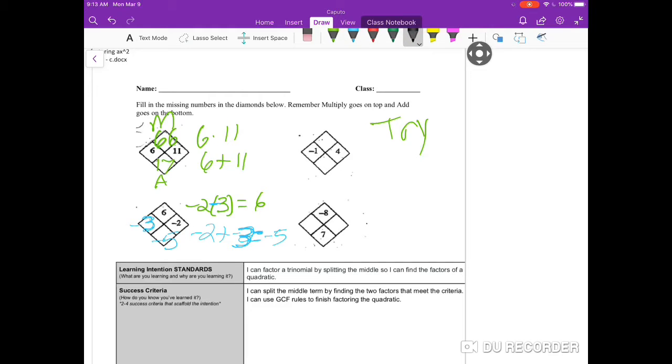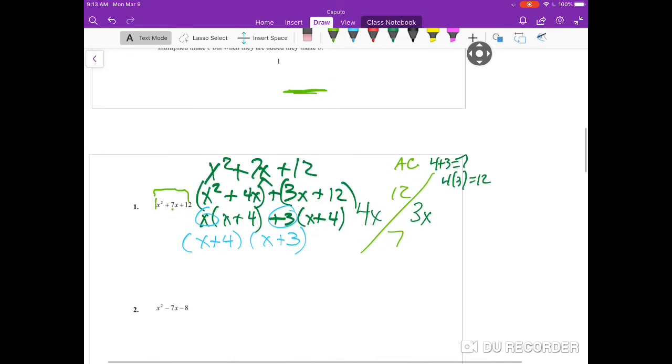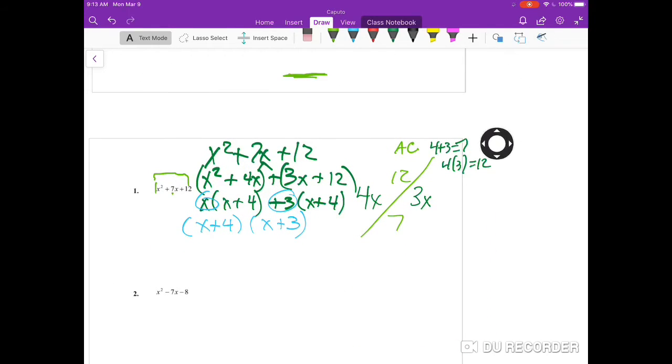So by the end of this, you need to make sure that you know how to factor by splitting the middle. And you're going to be using GCF. Okay, so number one I'm just going to use this to show you what I did. First thing is 1 times 12 is 12.